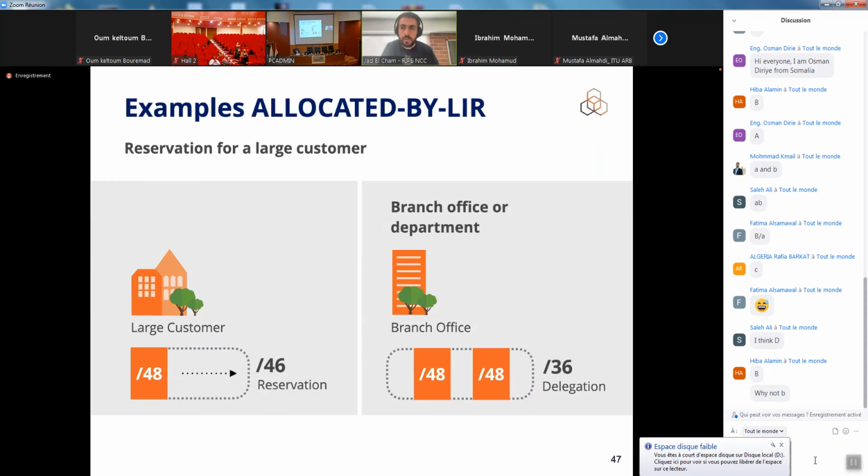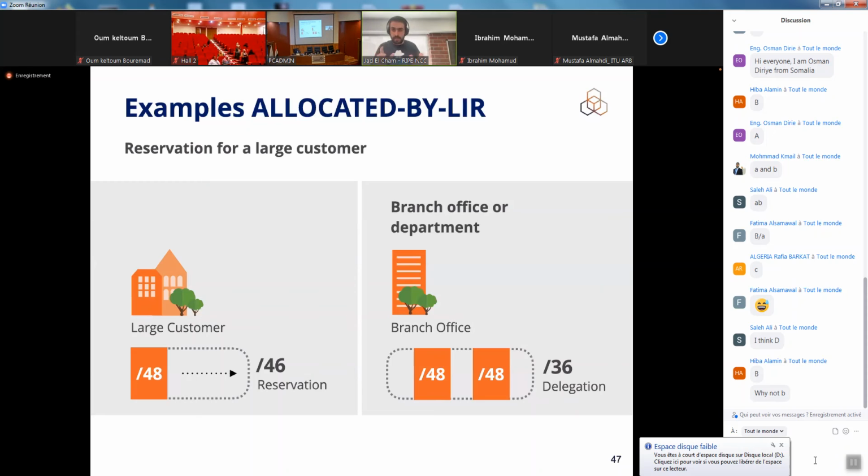All right. Allocated by LIR. This is something important. You get your space from the RIPE NCC, right? And then a customer comes and tells you, hey, now I have 100 branches in this company, in this country. I would like to get my IP space from you. But in the future, I might have 200 branches. So please keep this in mind.